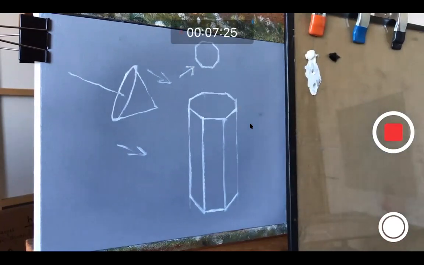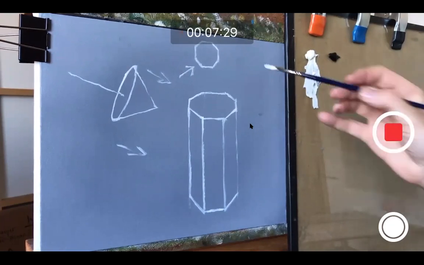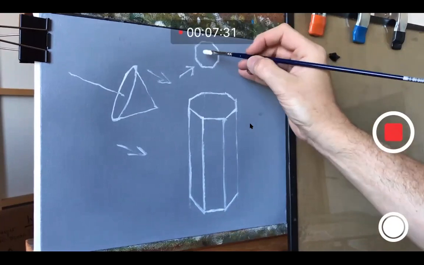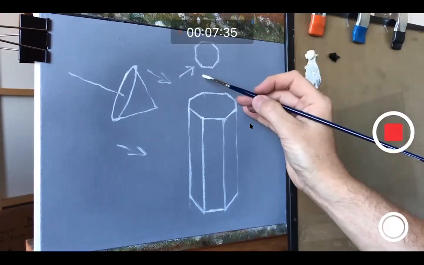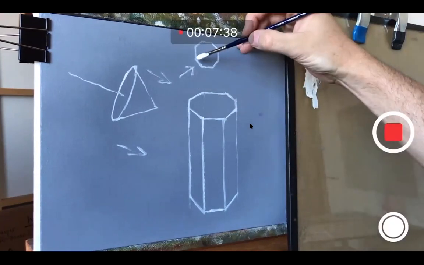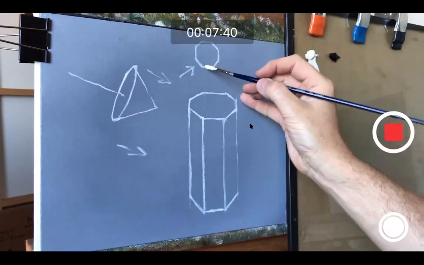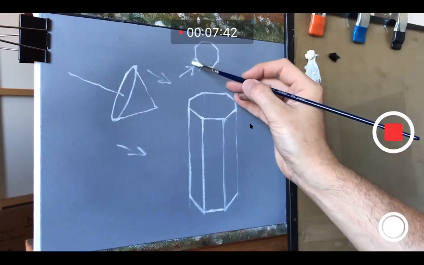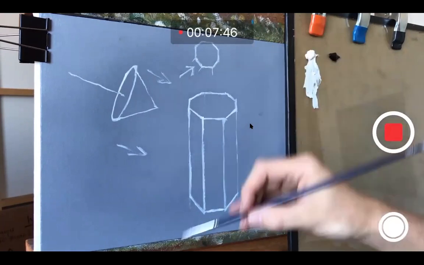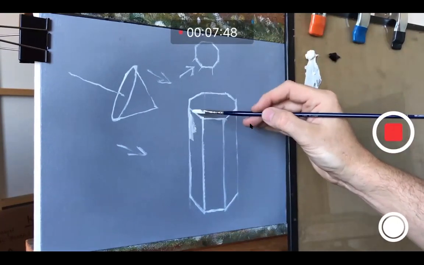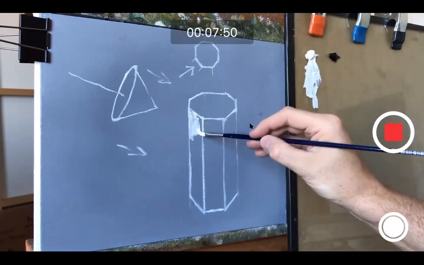Because of that light source, we're going to identify the lightest part of that form as the part that's most parallel to the direction of the light source. So that's the plane that is most parallel to the direction of the light source. This plane is going to be our lightest plane on the object.